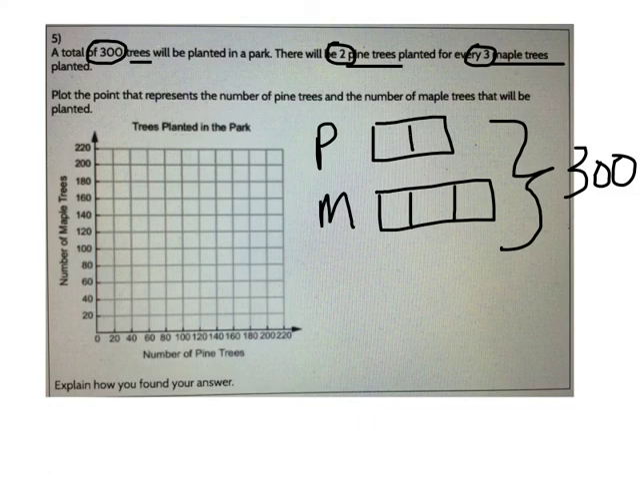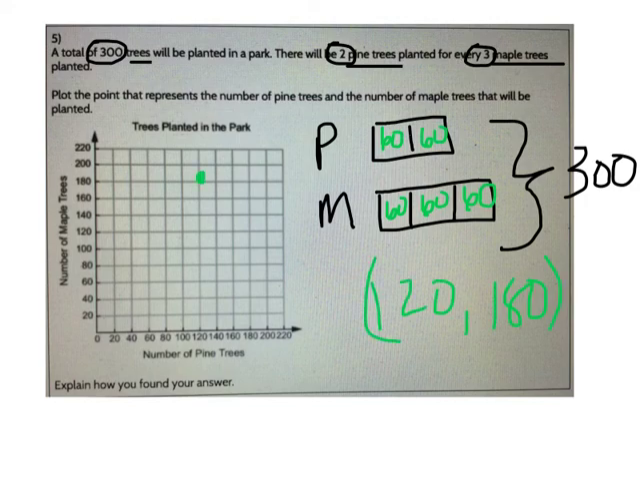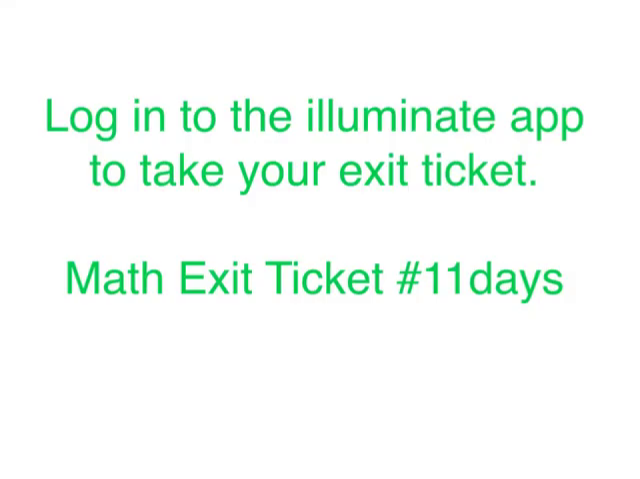If my total is 300, how much does each box represent in that total? Now that I know this information, that each box represents 60, I'll be able to find the point on the graph. Please check your work with mine. Your point should be at 120, 180. Go ahead and type in the box how you found your answer.